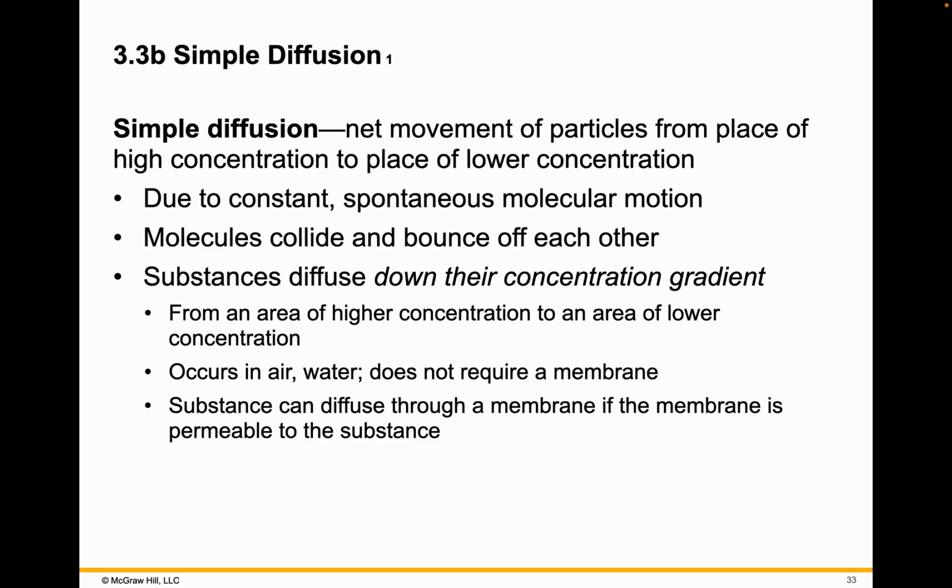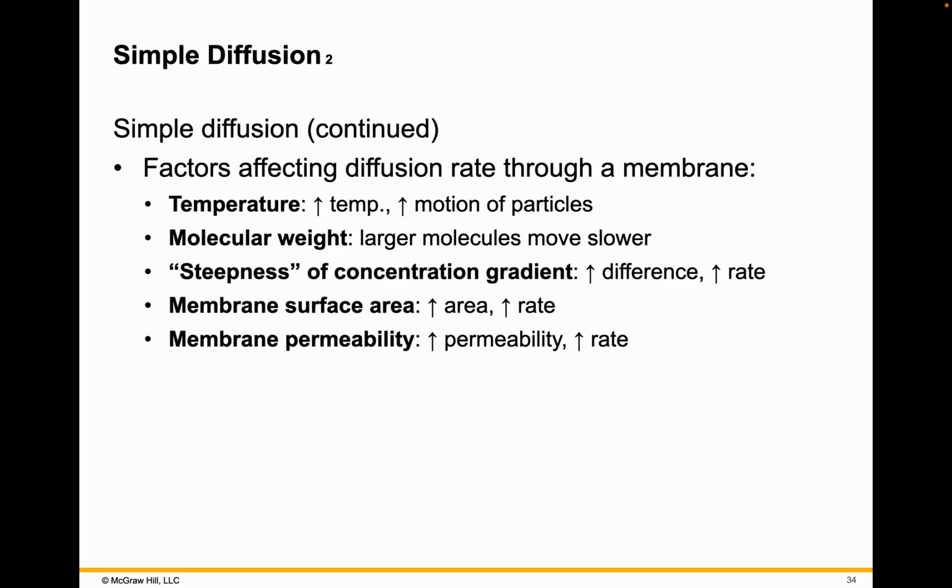Simple diffusion is the movement of particles from a place of high concentration to low concentration due to constant spontaneous molecular motion. Molecules collide and bounce off each other. Substances diffuse down their concentration gradient, so they go from areas of high concentration to an area of low concentration. It will happen in air, water. It doesn't require a membrane, but when it becomes important to us in cell transport, we will use a semi-permeable membrane, which is the plasma membrane.